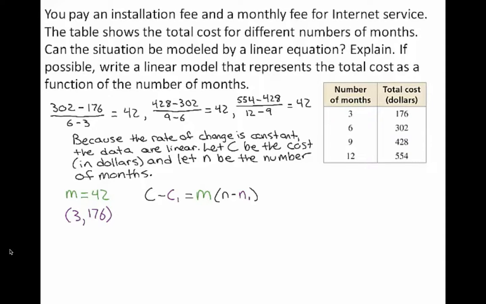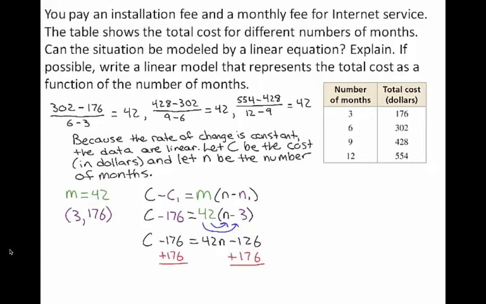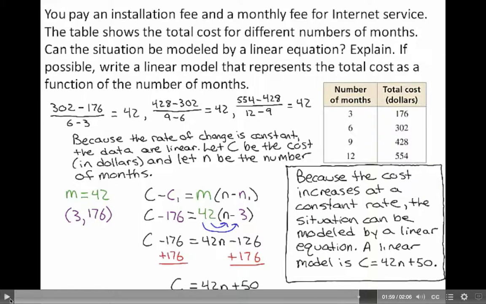Substituting 42 for M, 3 for N1, and 176 for C1 gives C minus 176 equals 42 times the quantity N minus 3. Next, use the distributive property. Because 42 times N equals 42N, and 42 times negative 3 equals negative 126, C minus 176 equals 42N minus 126. Next, add 176 to each side of the equation. Because negative 176 plus 176 equals 0, and negative 126 plus 176 equals 50, C equals 42N plus 50. Because the cost increases at a constant rate, the situation.